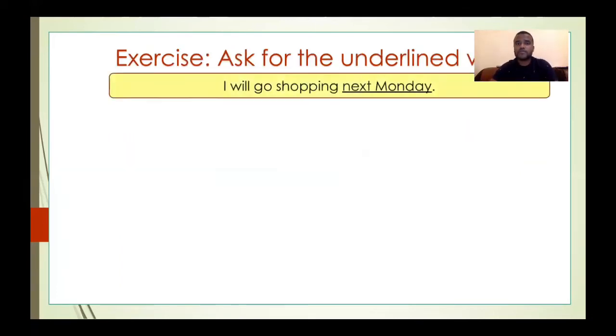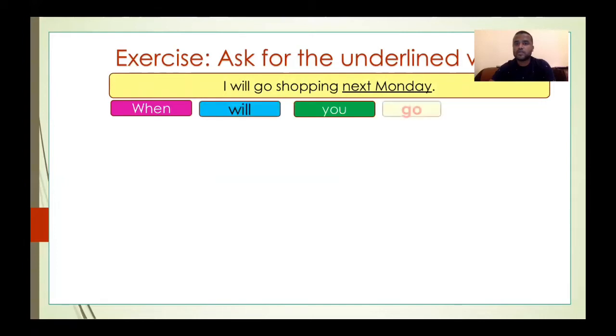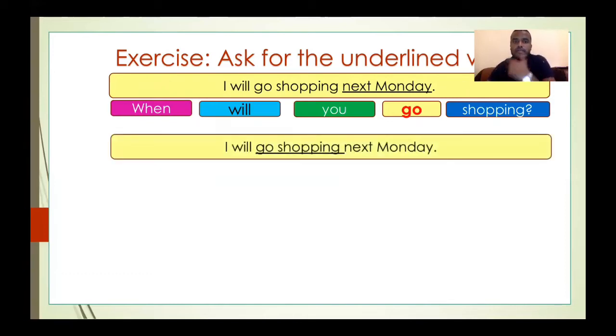Now we are going to move on. Here we have an exercise. We are asked to make a question for the underlined part. We have: I will go shopping next Monday. If you want to make a question about that, we can say: when will you go shopping? Here we use this question word if we want to talk about time. When will you go shopping? I will go shopping next Monday.